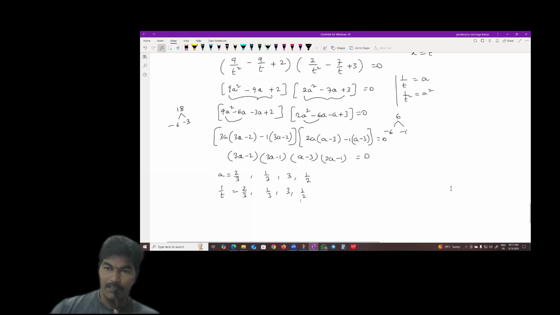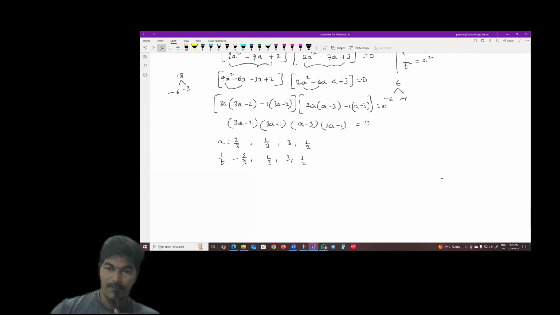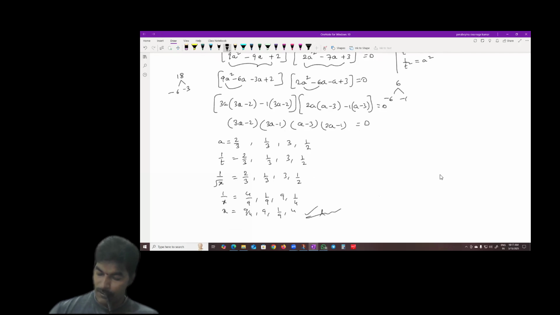And what is t? t is root x. So write down the t value, root x. Therefore it is 2 by 3, 1 by 3, 3 and 1 by 2. Squaring overall, you can see 1 by x is equal to 4 by 9, 1 by 9, 9 and 1 by 4. If you reciprocate, then you get 9 by 4, 9, 1 by 9 and 4. So you get a total of 4 values as the answer.